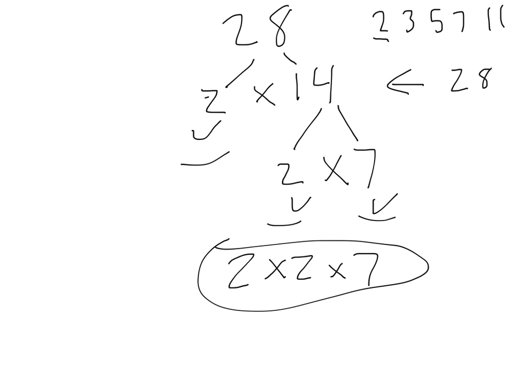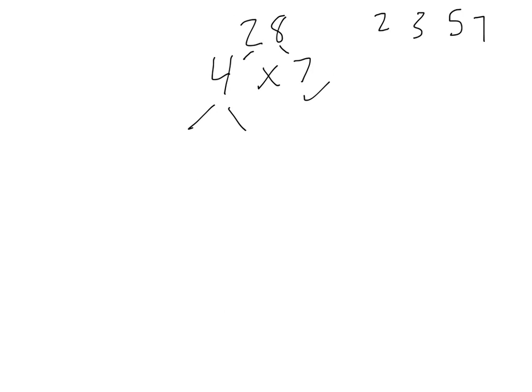I just want to show you that there's more than one way to do these things. So I could look at 28 again, but maybe this time I don't want to start with 2. Maybe a lot of people are going to look at 28 and they're going to think, oh, I know something that equals 28. It's 4 times 7. So they're going to go like that. 4 times 7 is 28. And that's totally right. Now the only difference is that you have to make sure these numbers are prime. 4 is not prime, so I'm going to have to keep going down here. 7 is prime, so I can stop.